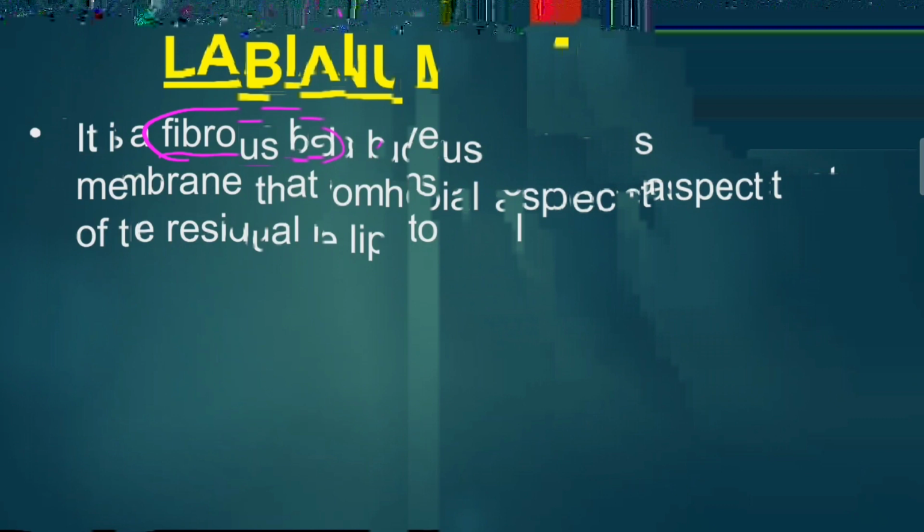Ridge is ending here. This is our denture. So the vibrating line will be this. This is the vibrating line.